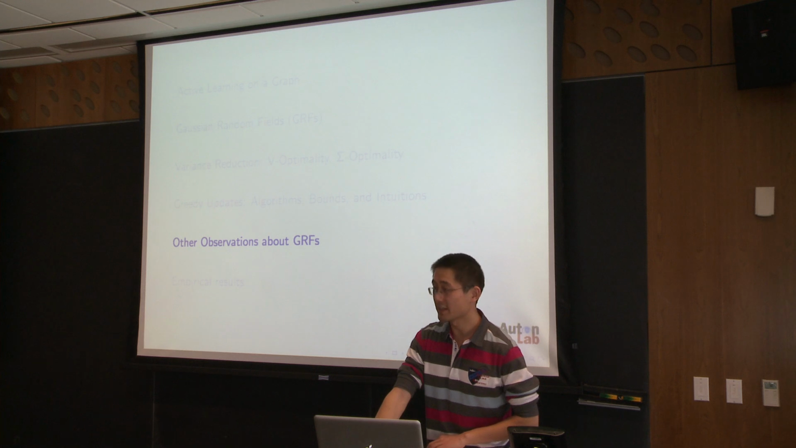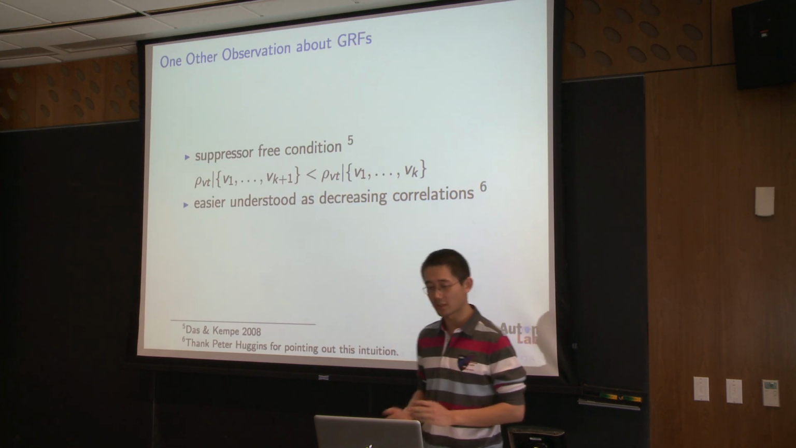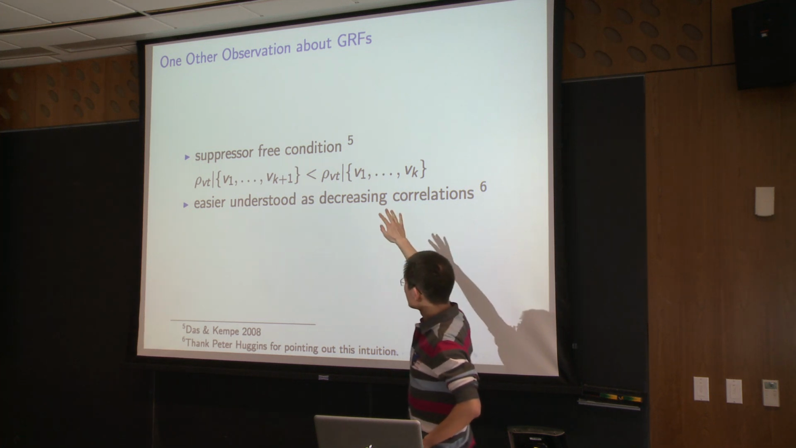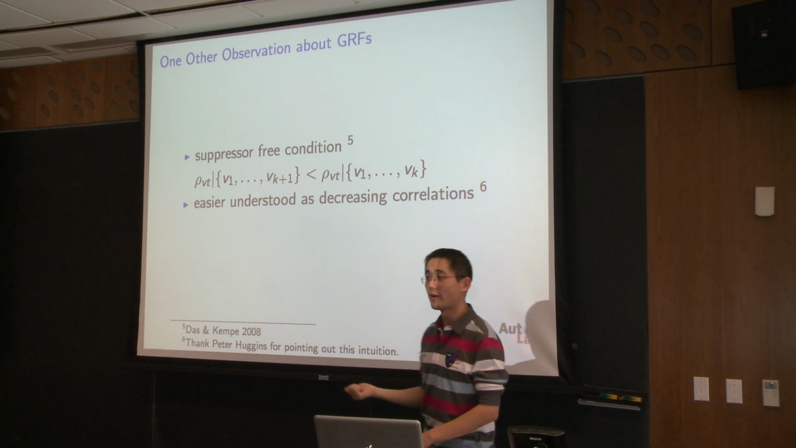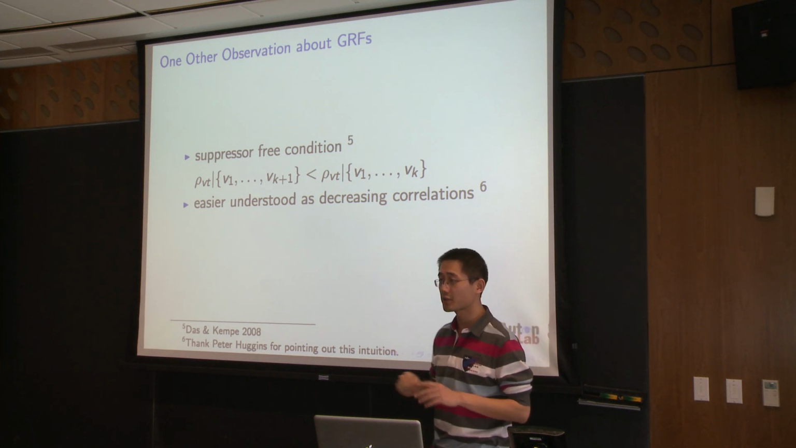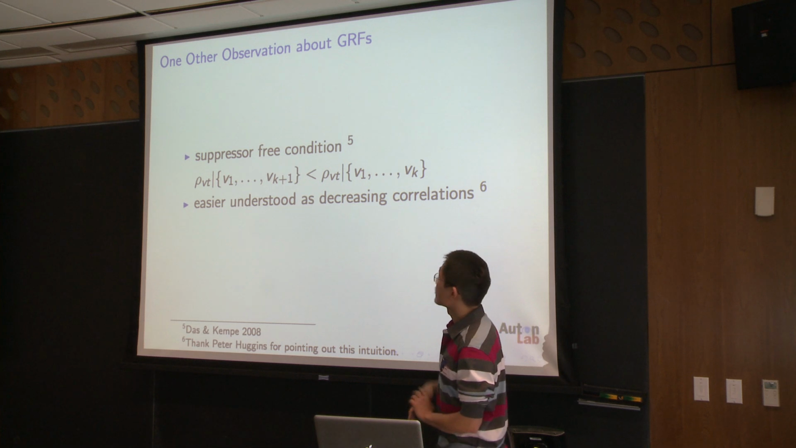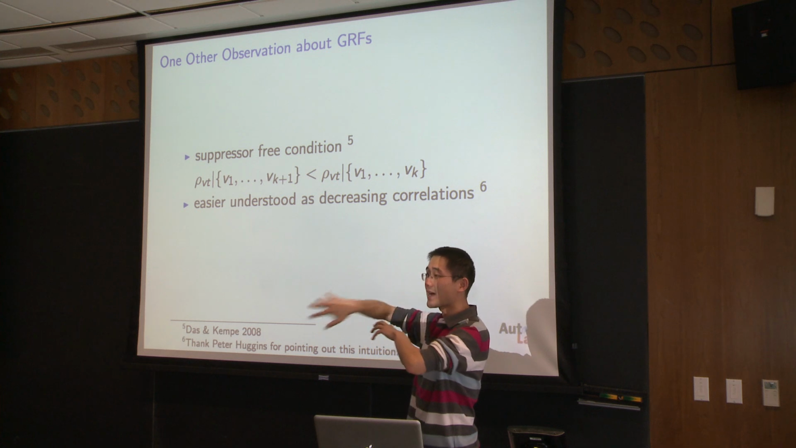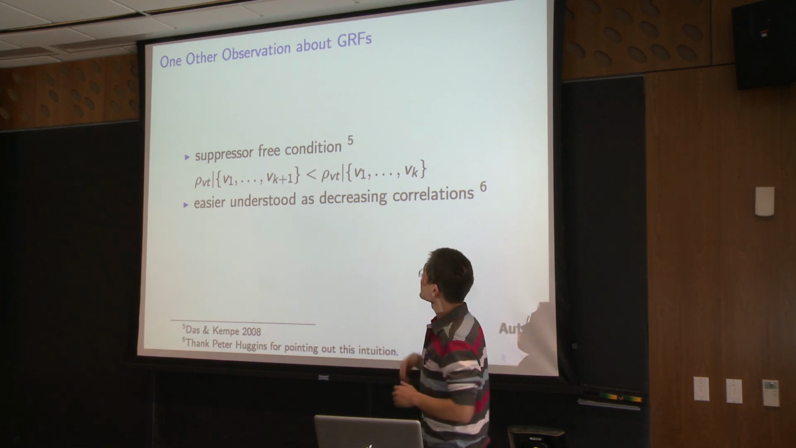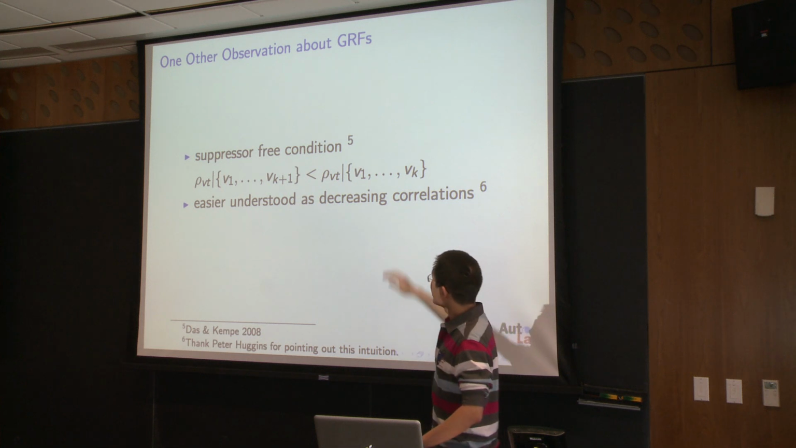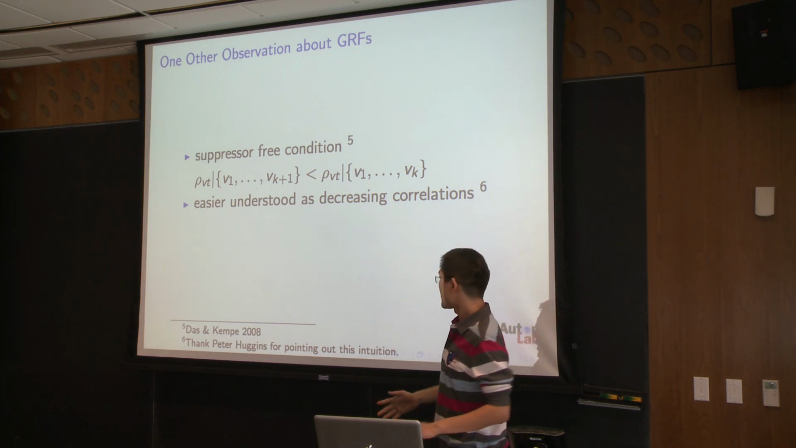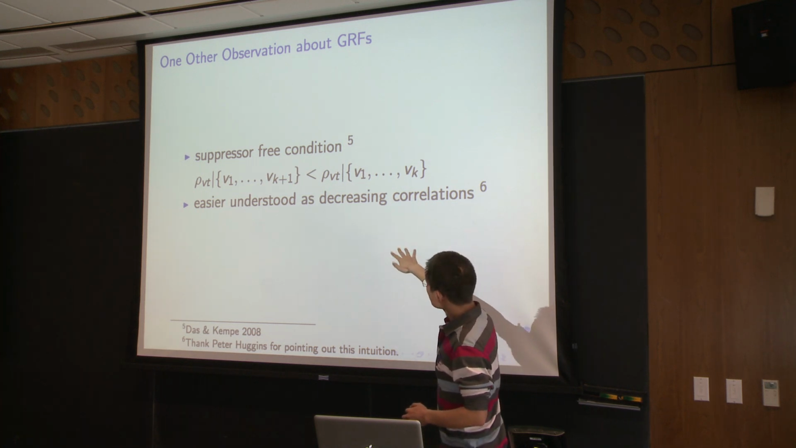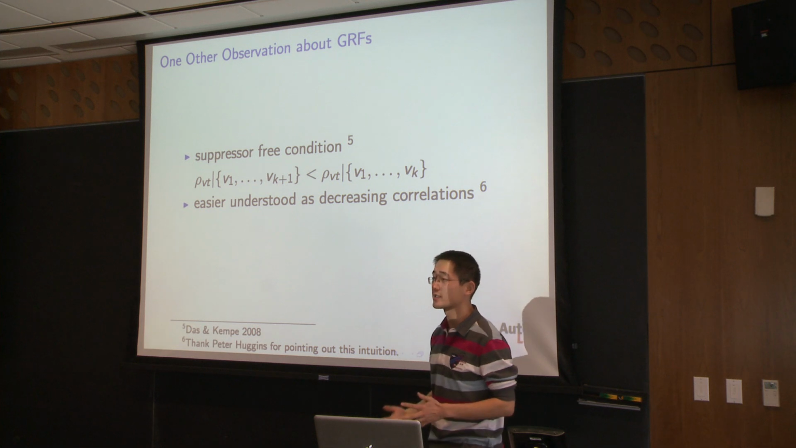And we have some other observations about Gaussian random fields. One other observation is the suppressor-free condition. This condition is also used to prove the submodularity of the set risk reduction function, and also to prove the theoretical bounds we have. So if we go through this path of proof, we need to prove the suppressor-free condition first. And what this says intuitively, I need to thank Peter Huggins for pointing out this intuition, is that it is basically a decreasing correlations condition.